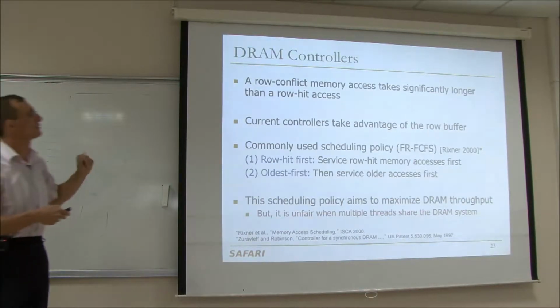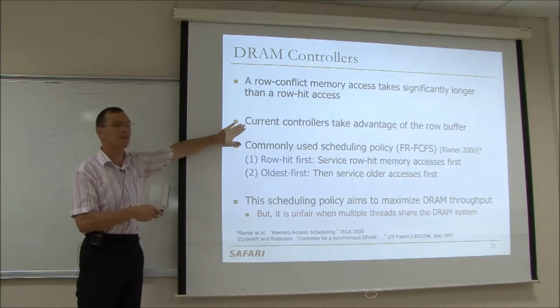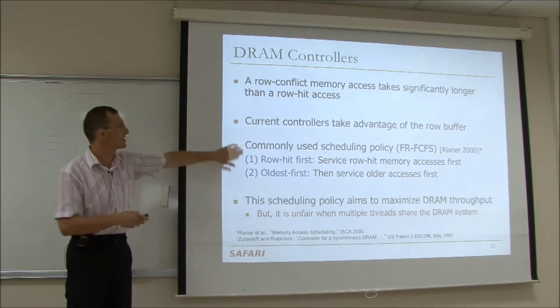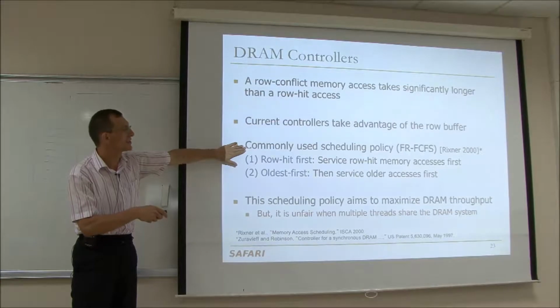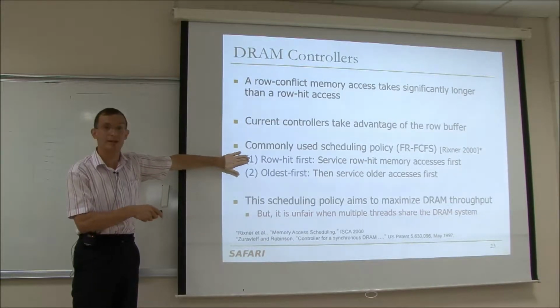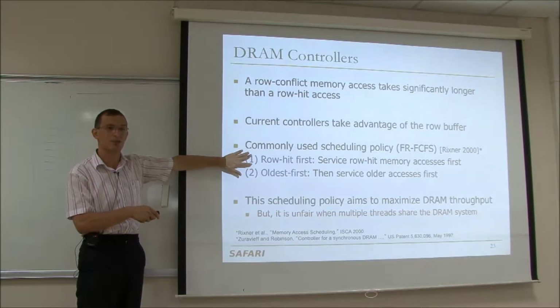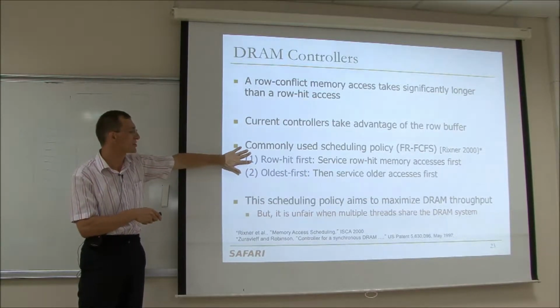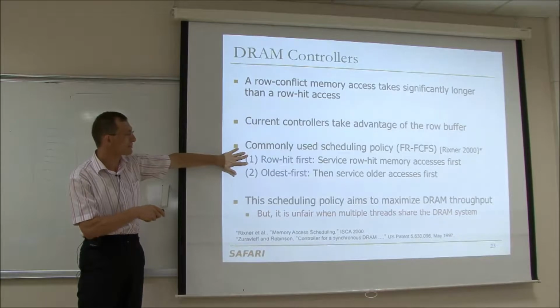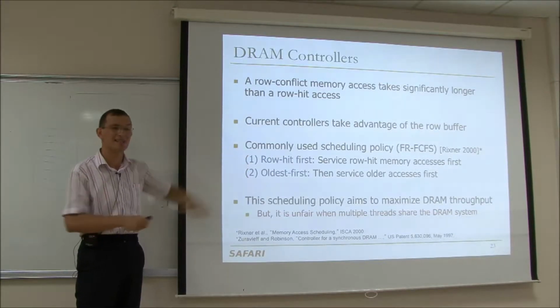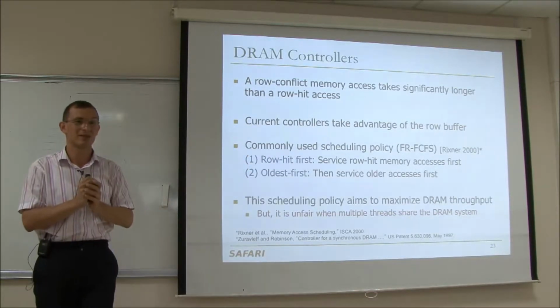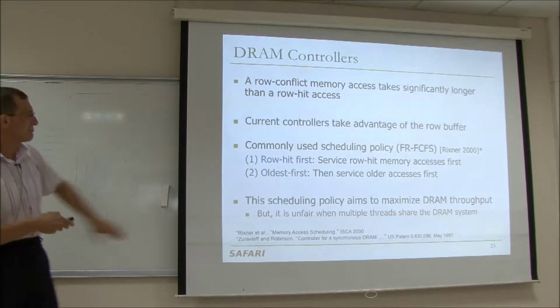So the fundamental problem is that current controllers take advantage of the row buffer, and they use a scheduling policy that prioritizes row buffer hits over other requests, and that also prioritizes older requests over other requests. And both of these are unfair because this prioritizes streaming threads, and this prioritizes memory-intensive threads. Right? We don't want to do that.